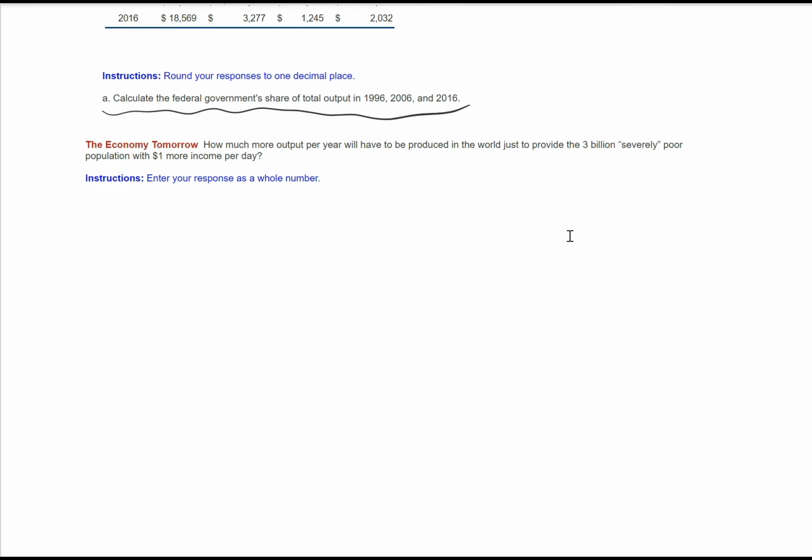And so you're simply going to do a calculation of 3 billion people at $1 per day more, times the number of days in a year. And that number will be what you're looking for. So just watch out for that one. It's kind of an odd calculation.